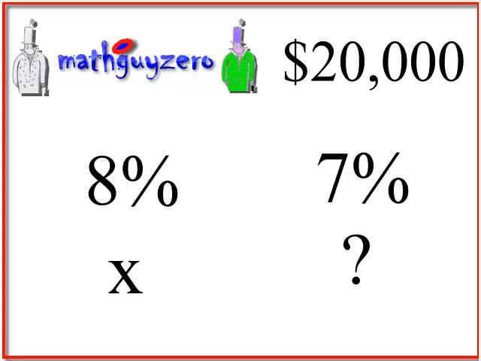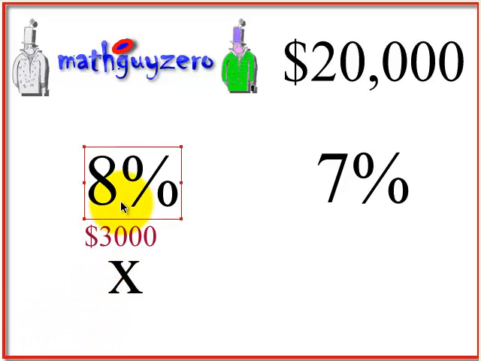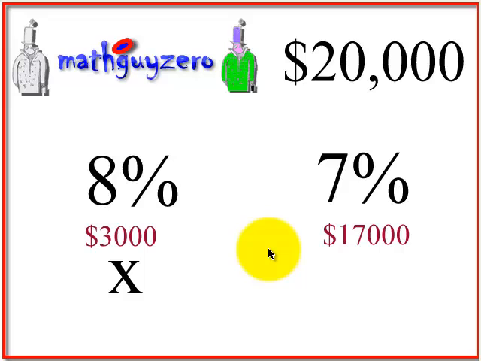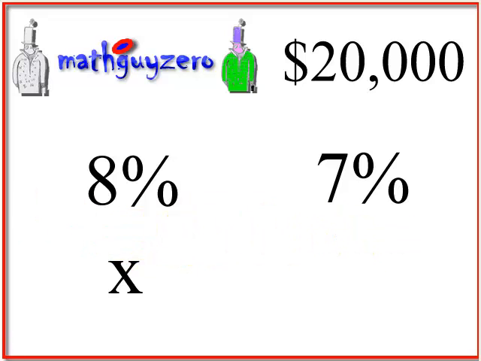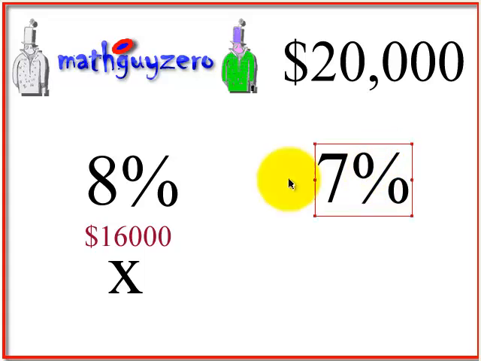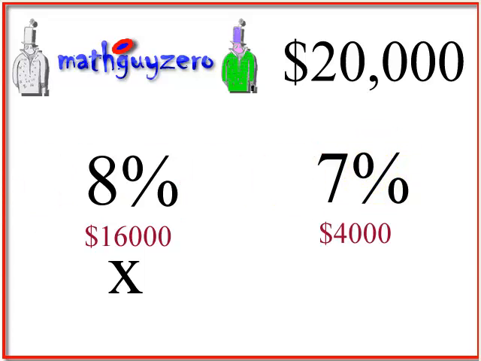Let's just pick a number. Let's pretend that he invested $3,000 at 8%. So if he invested $3,000 at 8%, how much would be left over to put into the 7%? It would be $17,000, right? Because the total amount is $20,000. So $20,000 minus $3,000 gives us $17,000. Let's pick a different amount. What if he put in $16,000 in the 8%? So the difference between $16,000 and $20,000 would be what's left over in the 7%. So that's $4,000. So you're getting a feel for this?